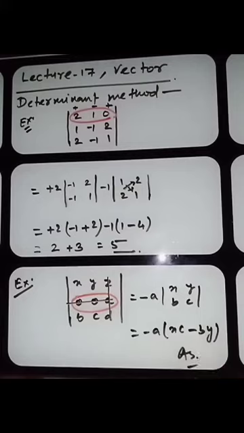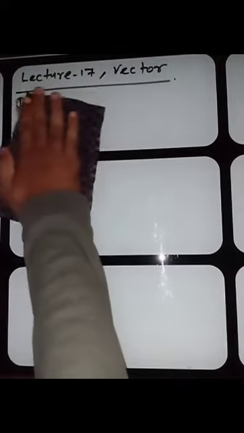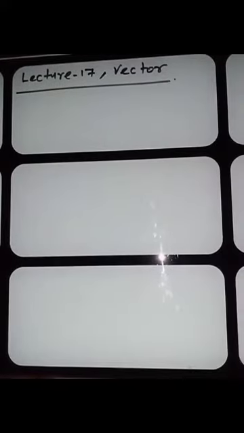This is the answer. Okay, my dear students. Now, one more determinant I'll solve, and then I'll start with the vector. Okay, no more determinants, I think we should start. We should not link these particular examples. Now, I will start how to get the cross product.